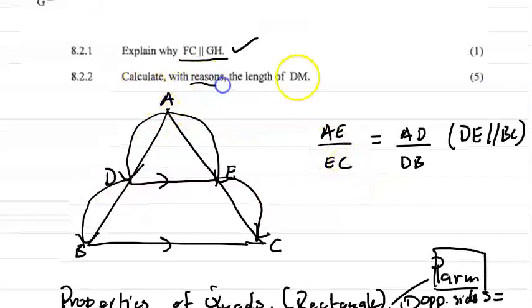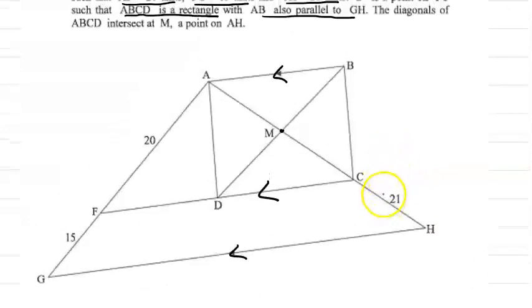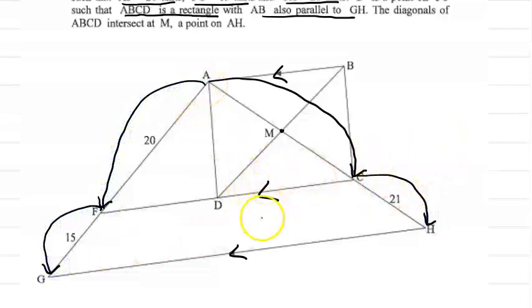Calculate with the reasons the length of DM. So let's have a look at that very carefully. If I look here, I can now find the length of AC by using this proportionality theorem. I can say AC all over CH is going to equal AF all over FG, and that is because we have a line which is parallel to the third side of our triangle. Also, after we find that, we will now know the length of this whole side over here, AC.